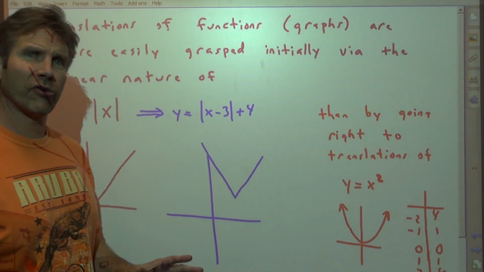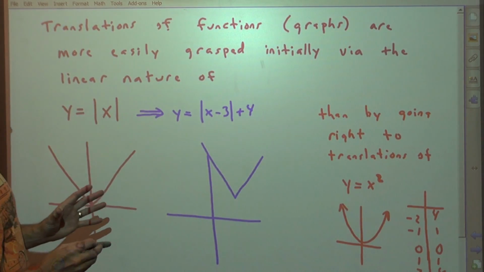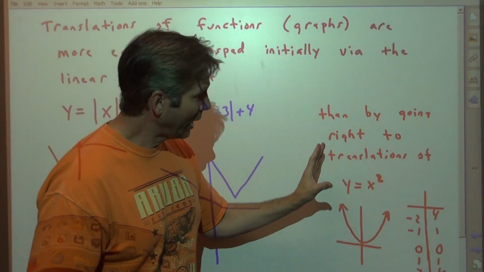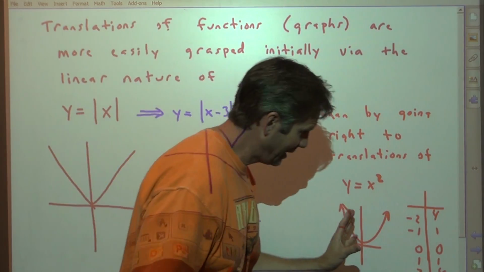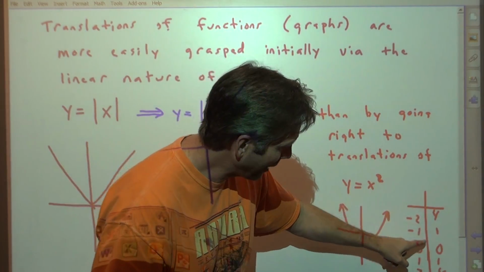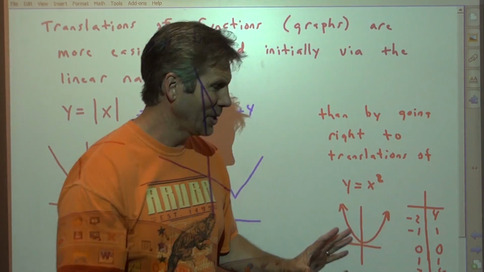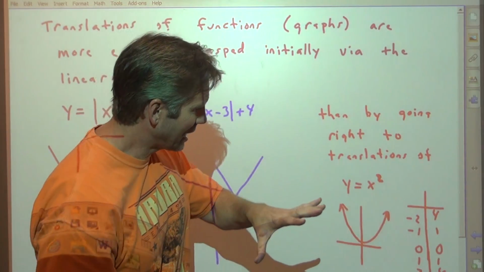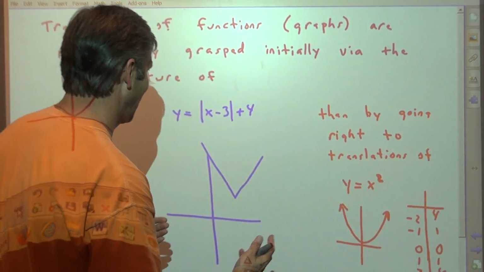And then, when it comes to translations of functions later on in this Algebra 1 year, it's more easily grasped initially via the linear nature of the absolute value function. So if we're jumping right into translations of quadratics, we've got to get past the trauma that is caused by having to make tables and do the 1, 3, 5 thing, and it's quadratic in nature. That's another level of abstraction. That's a veil, that's a block to keep us from really just getting to the translation part of what we're doing and why it works.